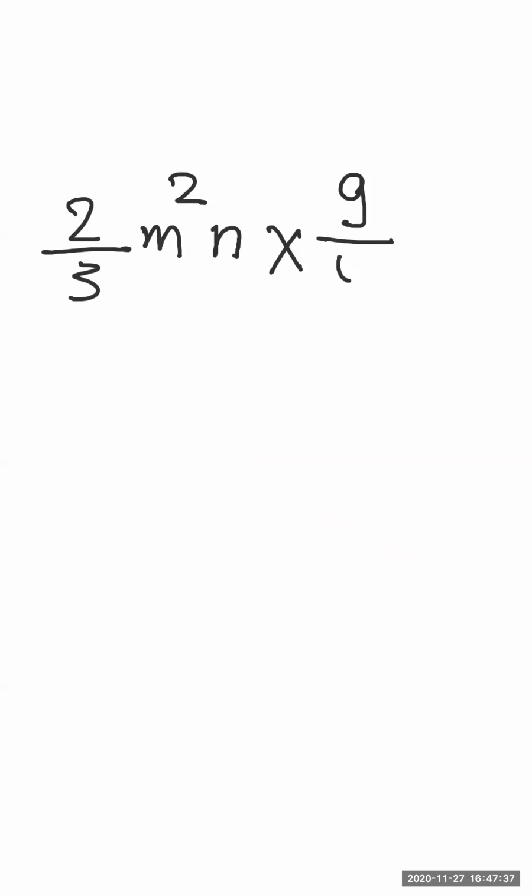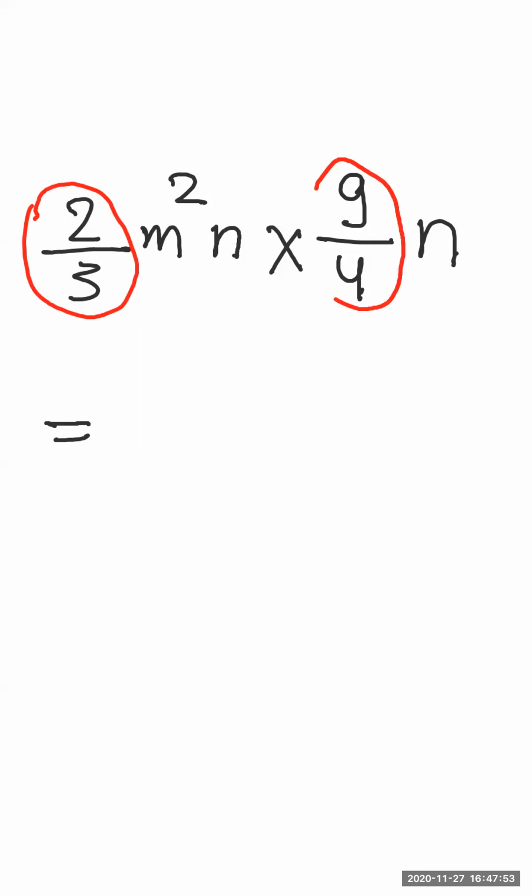Next one, if it's 2 over 3 m squared n times 9 over 4 n. Can I solve it? No, let me explain first, then we are going to solve the questions. So here, guys, as I told you, there are two options. We can simplify the coefficients, or we can multiply them directly, then simplify.